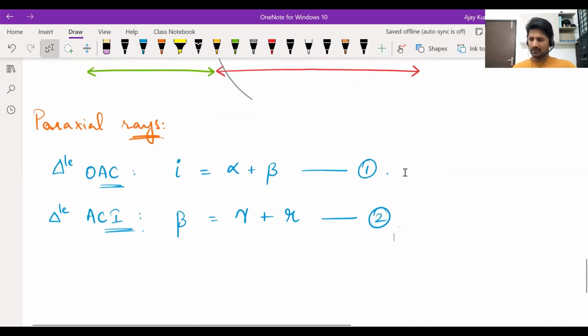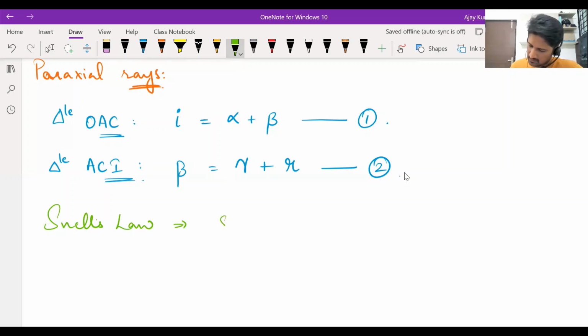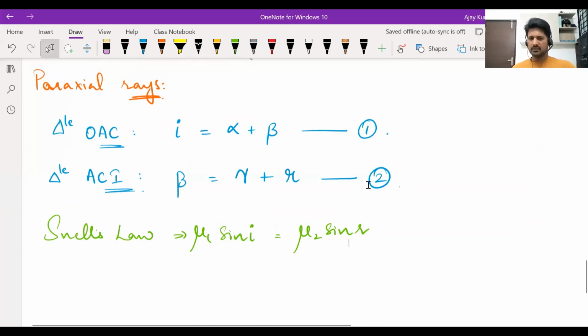Okay. Now in reflection, we knew I is equal to R. Angle of incidence is equal to angle of reflection. But this is refraction of light, bending of light, when it goes from one medium to another. And I and R are related by Snell's law. So from Snell's law, we know mu1 sin I is equal to mu2 sin R. Now if you substitute I as alpha plus beta here, it will become too complicated. But you observe the ray diagram.